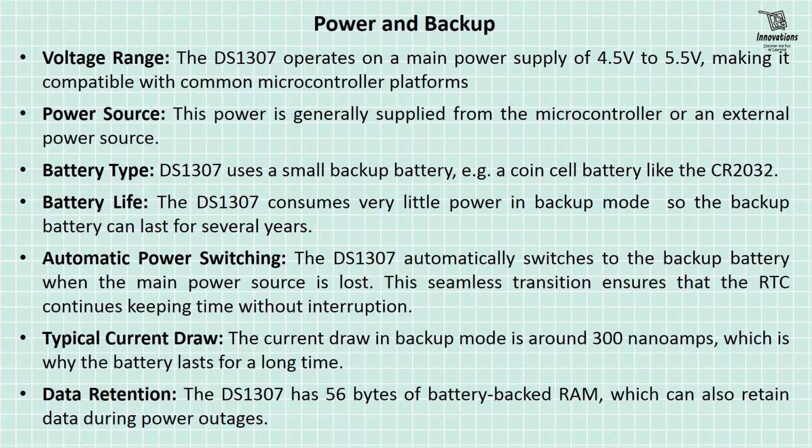Automatic power switching: the DS1307 automatically switches to the backup battery when the main power source is lost. This seamless transition ensures that the RTC continues keeping the time without interruption. Typical current draw: the current draw in backup mode is around 300 nanoamps, which is why the battery lasts for a long time. Data retention: the DS1307 has 56 bytes of battery-backed RAM, which can also retain data during power outages.